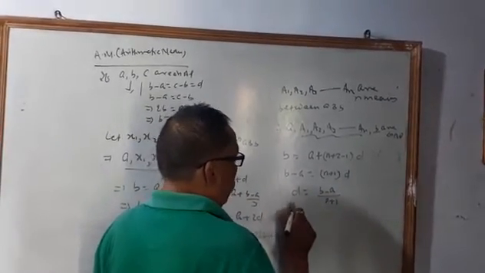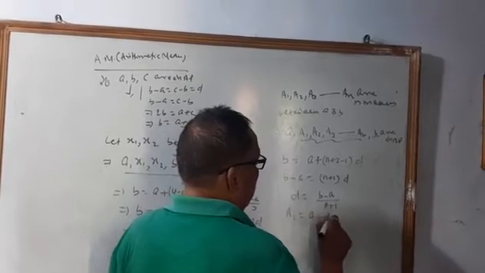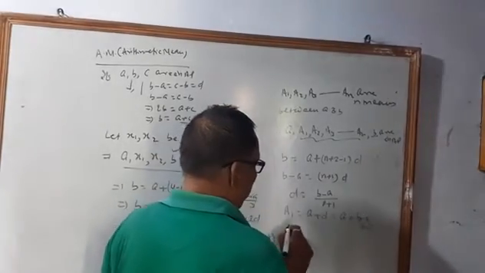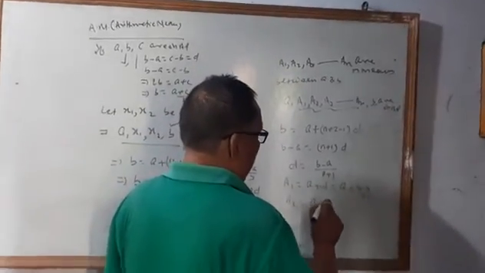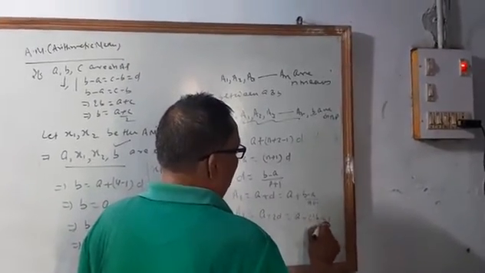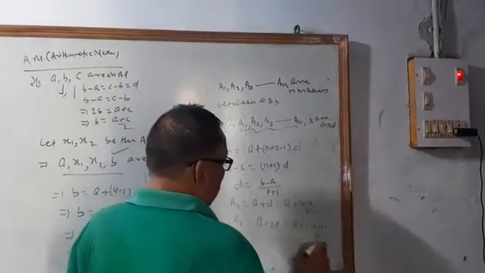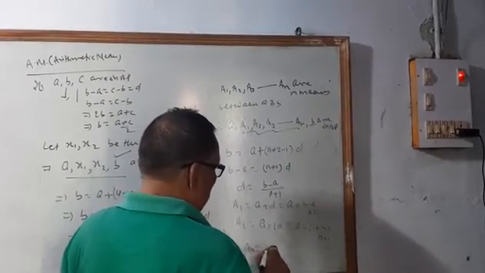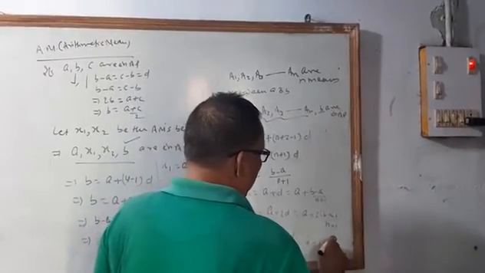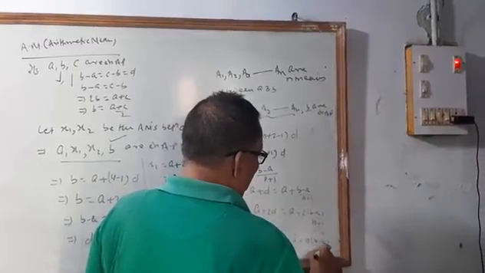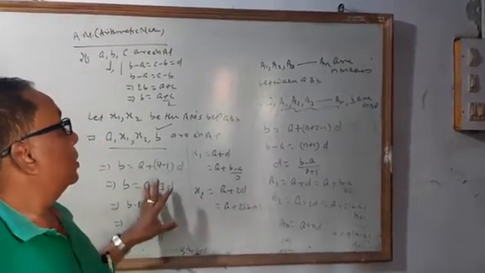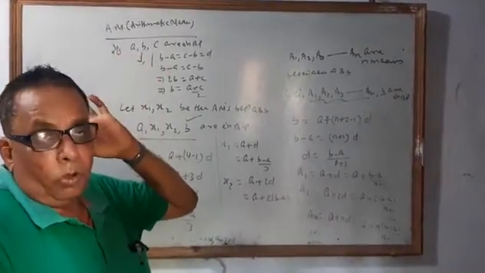The value of a1 is a plus d, that is a plus (b minus a) upon (n plus 1). a2 is a plus 2d, that is a plus twice of (b minus a) upon (n plus 1). In a similar way, an will be a plus nd, that is a plus n of (b minus a) upon (n plus 1). These are the types of AP problems based on AM.